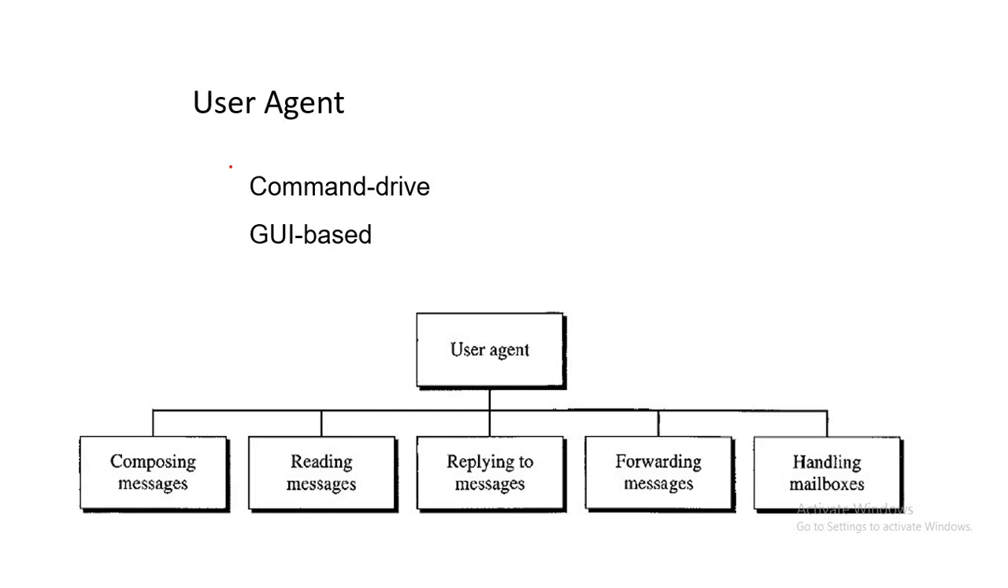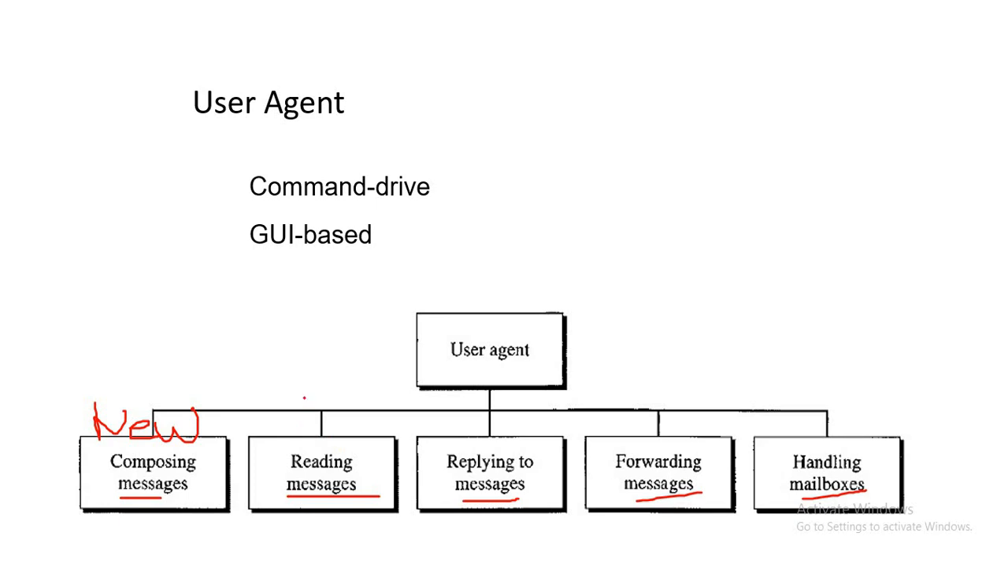Now, what is the role of the user agent? The user agent is composing the message, reading the message, replying to the message, forwarding the message, or handling mailboxes. Suppose you are a user agent. Get it? So what will you do? You can compose a mail. It means you are sending a new mail to someone. That is a new mail.